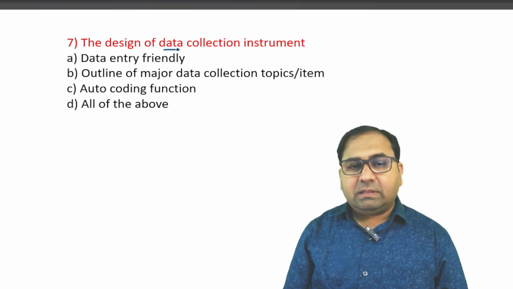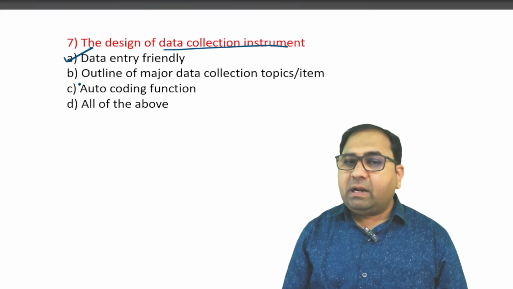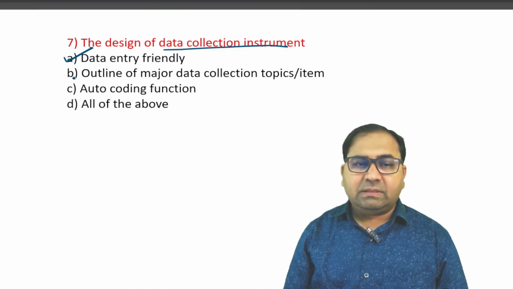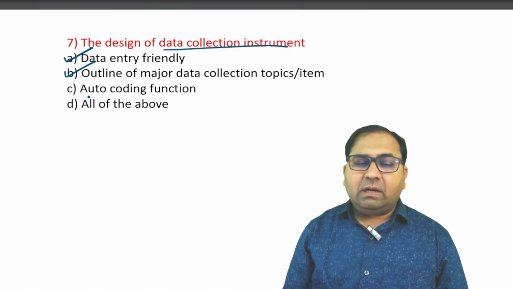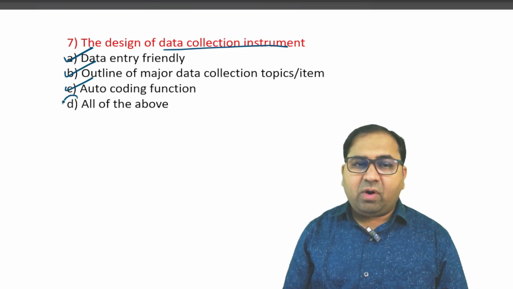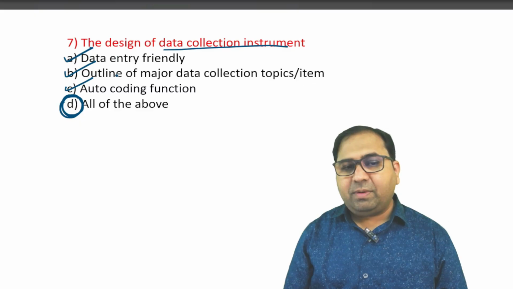The design of data collection instrument should be, options are that it is A. Data entry friendly. Okay, it is a correct statement. Second statement, outline of major data collection topics and items. Yes, even this is correct. And third one, auto coding function should be available. Yes, even this is correct. So therefore all of the above are correct. So the design of data collection instrument will contain all.